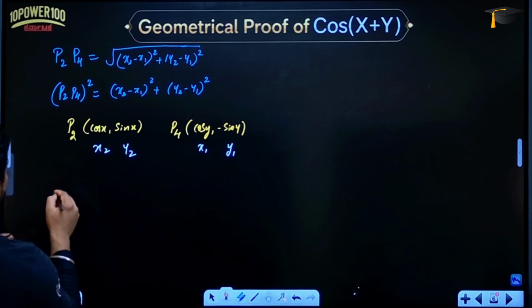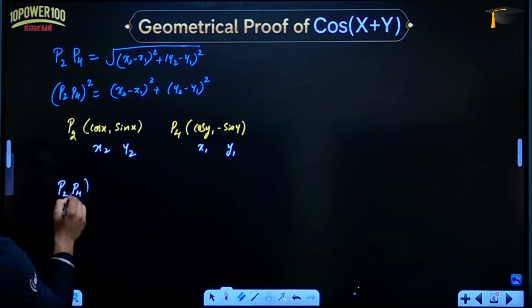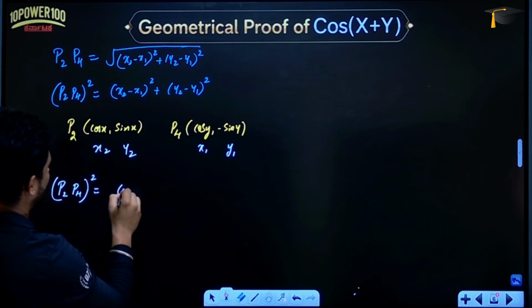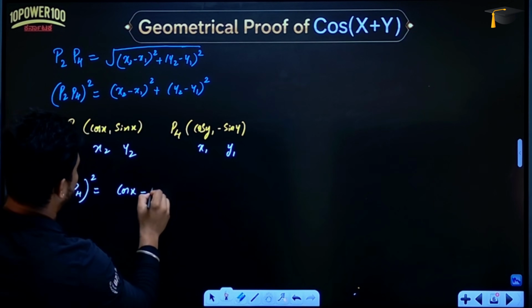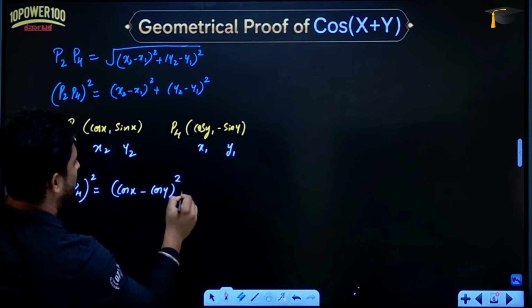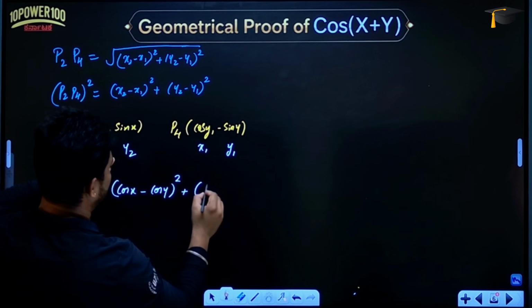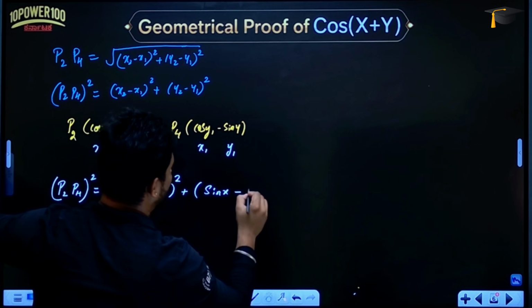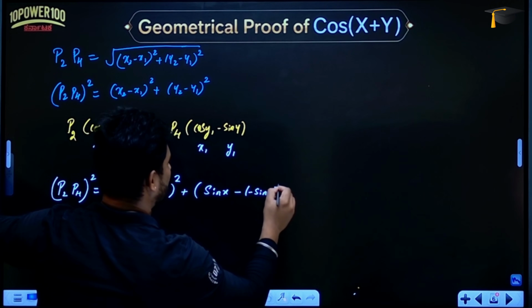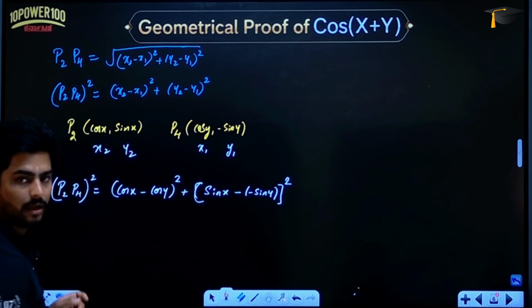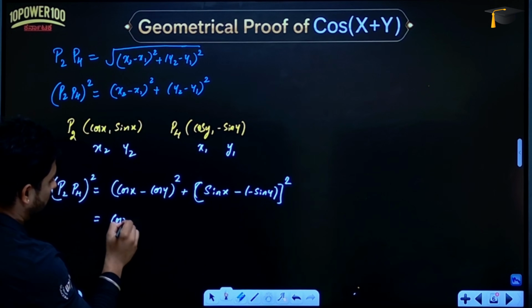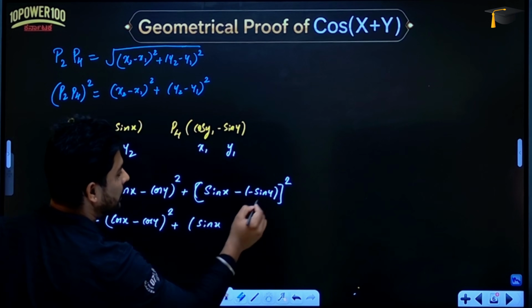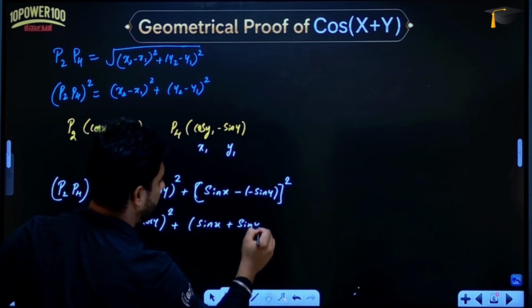So now P2 P4 the whole square is equal to x2, children. What is x2? It's cos x minus x1, that is cos y, the whole square, correct? Plus y2, what is y2? y2 is sin x minus y1, which is minus sin y, the whole square. So that's it. Let's solve this a little. So you get (cos x minus cos y) the whole square plus (sin x plus sin y) the whole square, since minus into minus becomes plus.